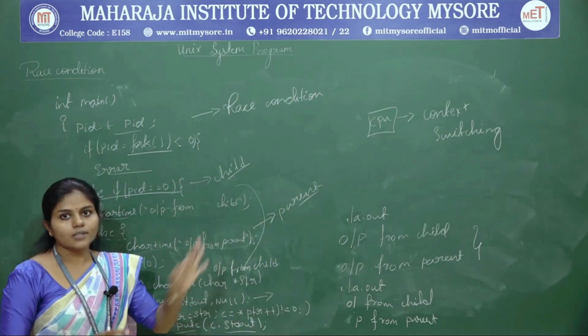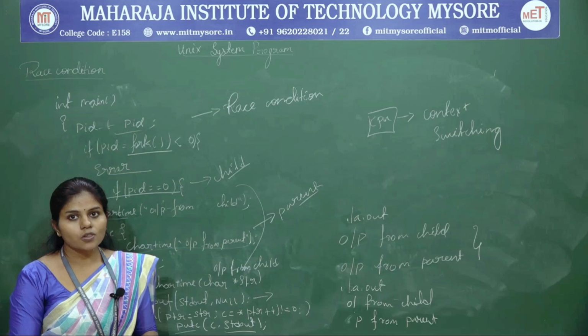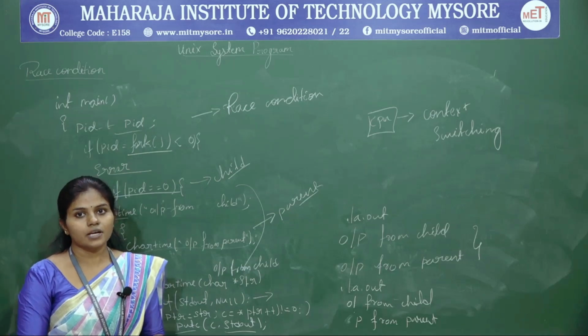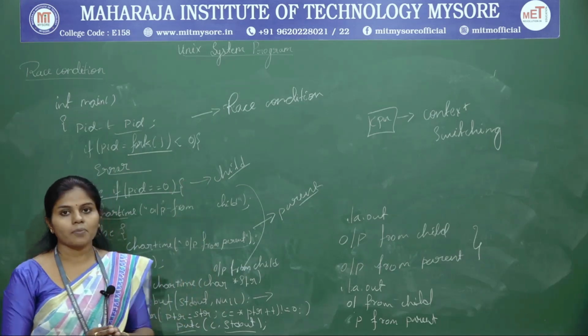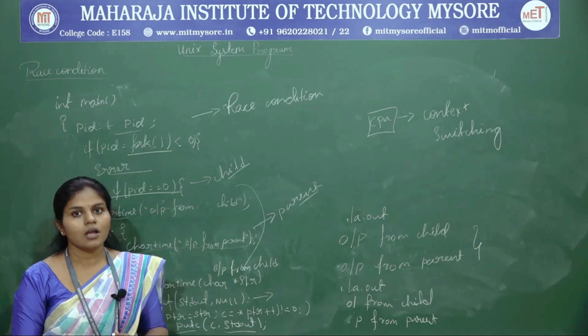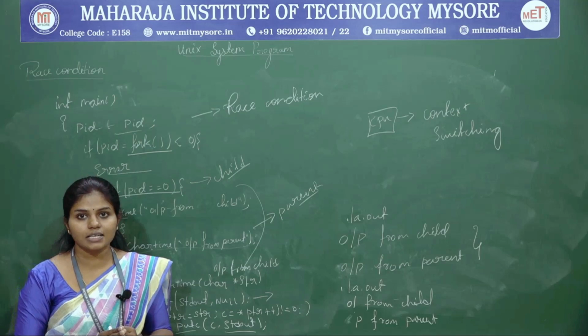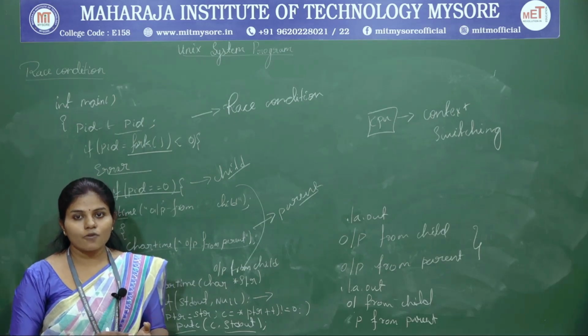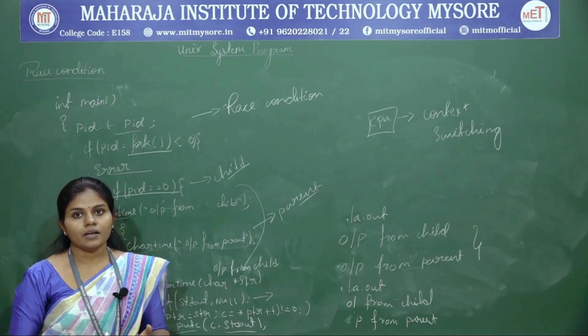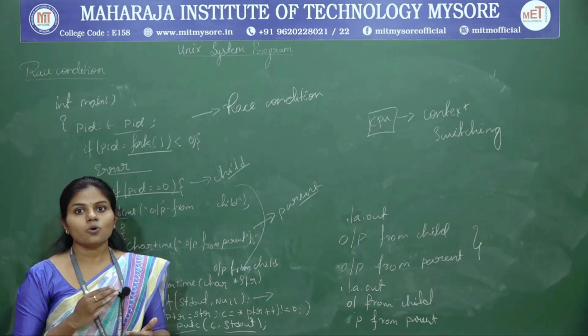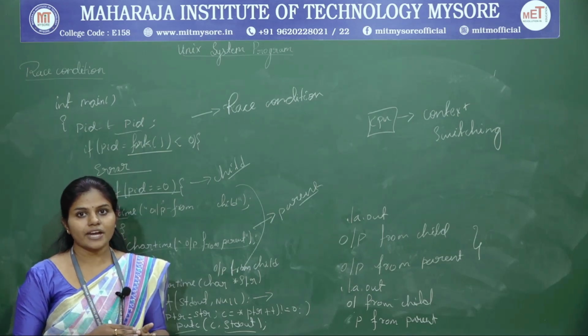Right? So this is what the problem is. Now how to solve that? By using the signals. For the same program I am going to modify it a little. I am going to avoid the race condition by using the signals. What are the signals? Tell wait signal, tell parent, wait parent, and then tell child and wait child.